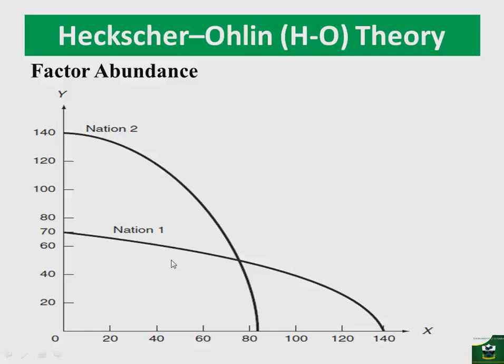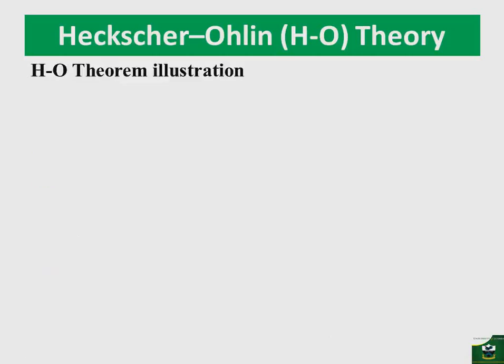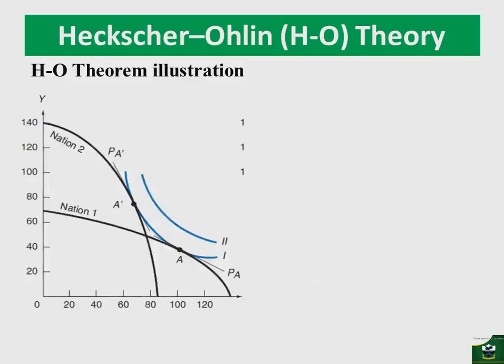And if this be the case, it means that the two nations can each specialize, though partially, in the production of the commodity of its comparative advantage and have an advantage to exchange with the other nation for the commodity of its comparative disadvantage. So let's look at the illustration of the Heckscher-Ohlin theorem using our previous graph. Recall that we are assuming this graph is for Nation 1 and this one here is for Nation 2.